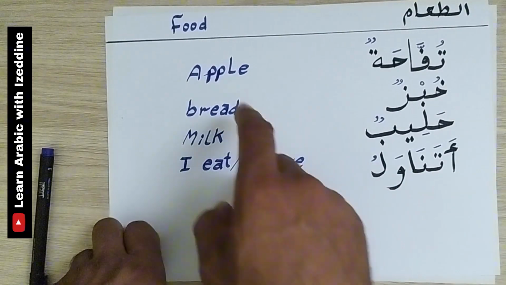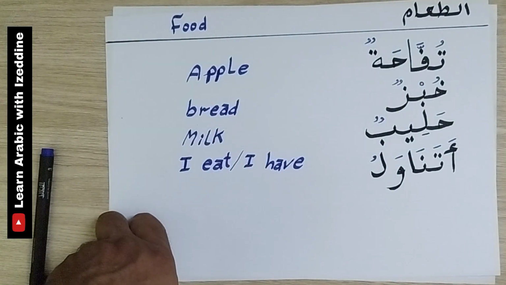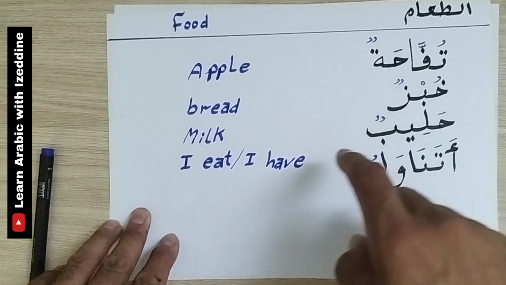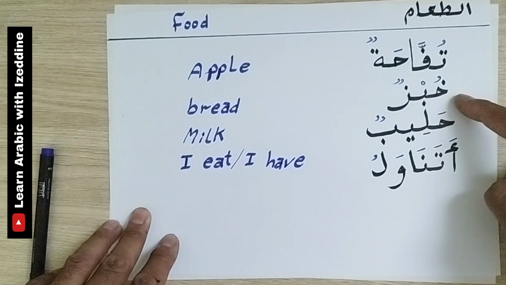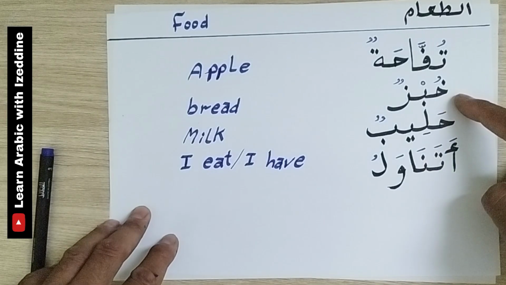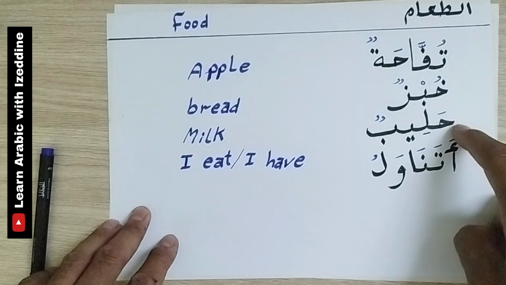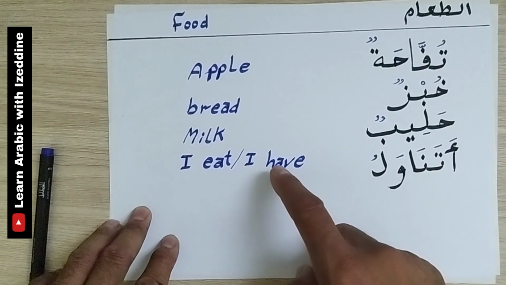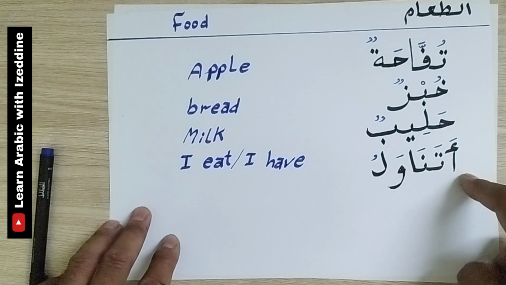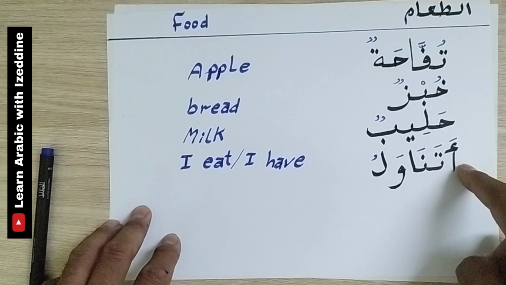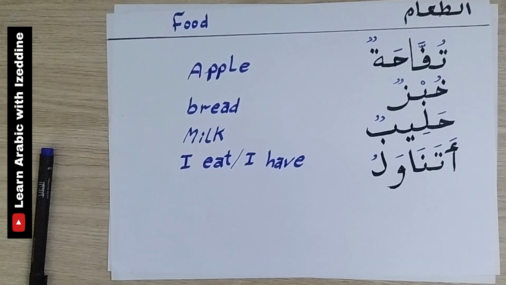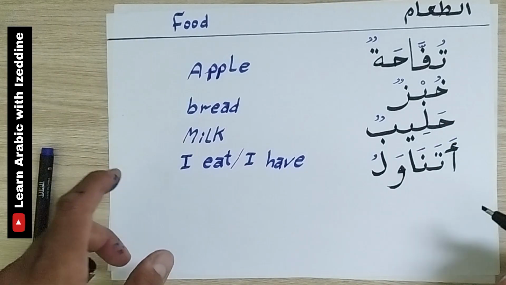Okay, now we repeat. Apple, تفاحة. Yes, تفاحة. Bread, خبز. Milk, حليب. I eat or I have, أتناول. Yes, أتناول. Perfect. Now what are we going to do so that you will not forget these words? We use them in a context.